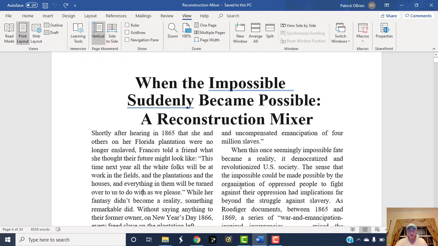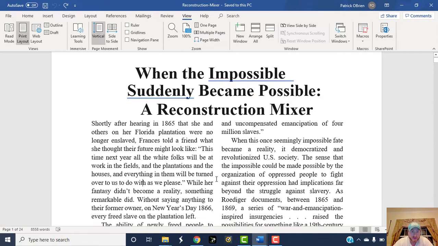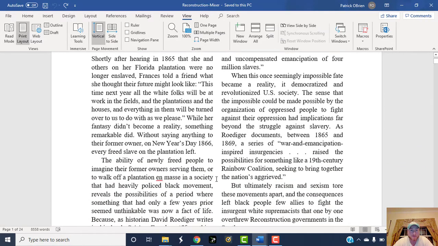Again, this is called When the Impossible Suddenly Became Possible, a Reconstruction Mixer. All right, so shortly after hearing in 1865 that she and others on her Florida plantation were no longer enslaved, Frances told a friend what she thought their future might look like. This is real. Quote, "This time next year, all the white folks will be at work in the fields and the plantations and the houses, and everything in them will be turned over to us to do with as we please." Close quote. While her fantasy didn't become a reality, well, it was looking close to that for a little bit, something remarkable did.